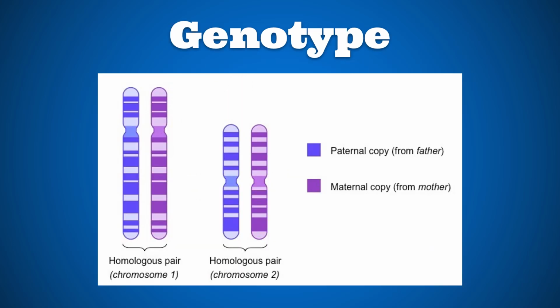The genotype is the genetic makeup of an organism. That is, it is the alleles that have been inherited for the trait. Recall that one allele is inherited from the mother and one is inherited from the father. And genes are located on homologous chromosomes.